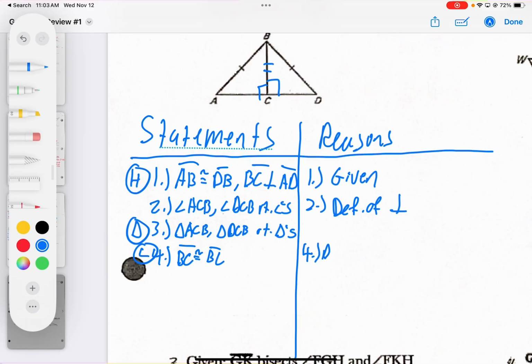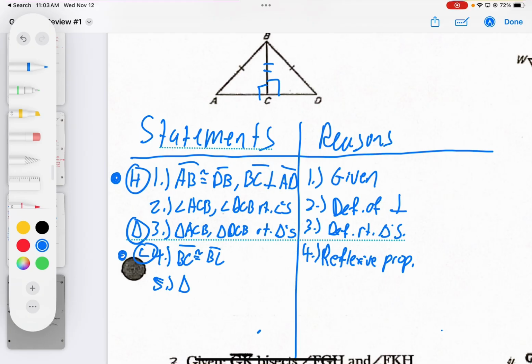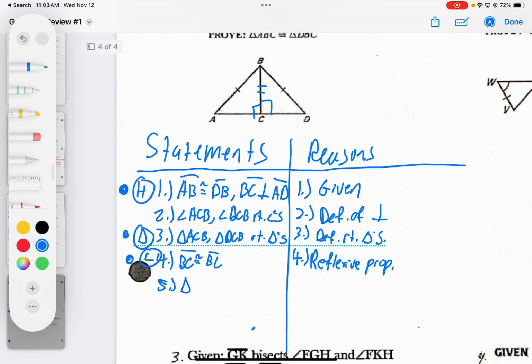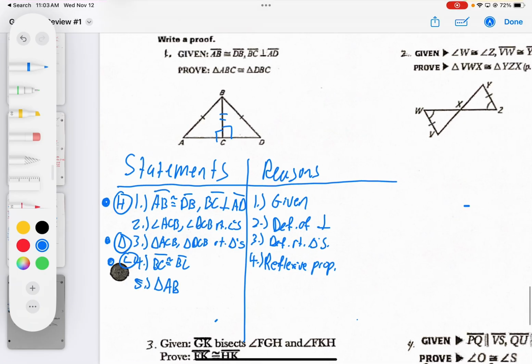Reflexive. Do you not need a reason for? You do. I just noticed I didn't write anything there. I'm going to put something there. So 4 is reflexive property. Braden's asking about my reason for 3. How can I state that they're right triangles? It would be definition of right triangles. HL theorem is tough because we don't do a ton of them. But I showed that hypotenuse is congruent, my legs are congruent, and the triangles are right triangles. So then I can say triangle ABC is congruent to triangle DBC, and then the reason for that would be, good, HL theorem.